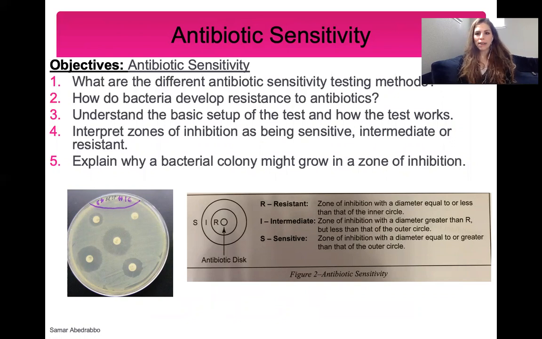The basic setup of the test, what you do again is you swab the bacteria everywhere. So someone comes to you with a throat infection and you suspect strep throat and you figure out it's strep throat, and now you want to determine what antibiotic to give them. You would take an agar plate and spread Streptococcus bacteria everywhere, and then you would put discs with different antibiotics, and then you would figure out which antibiotic the bacteria are sensitive or susceptible to. And so you would look at zones of inhibition as sensitive, intermediate, or resistant.